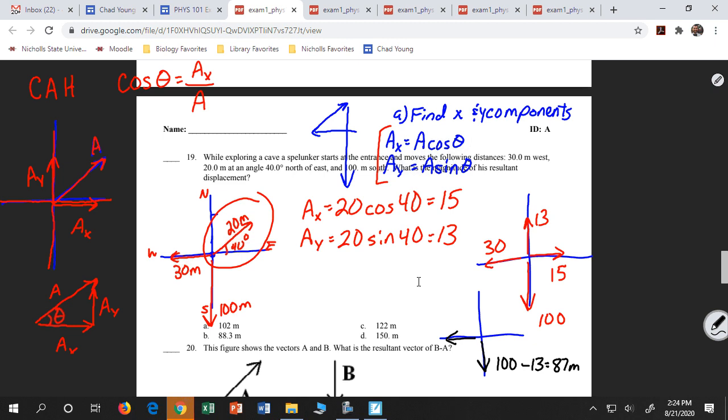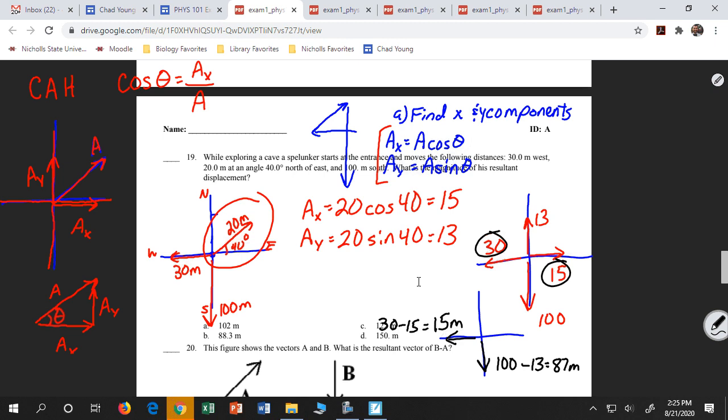So what's going to be the magnitude of this vector? 15, right, because I have 30 here, 15 here. So the magnitude of this vector is going to be 15 meters. That's 30 minus 15, which I got here and here. Okay? So now I'm looking for the magnitude of the resultant displacement.